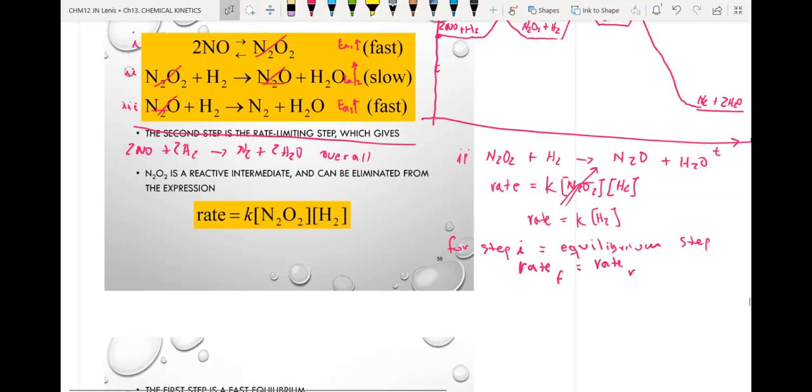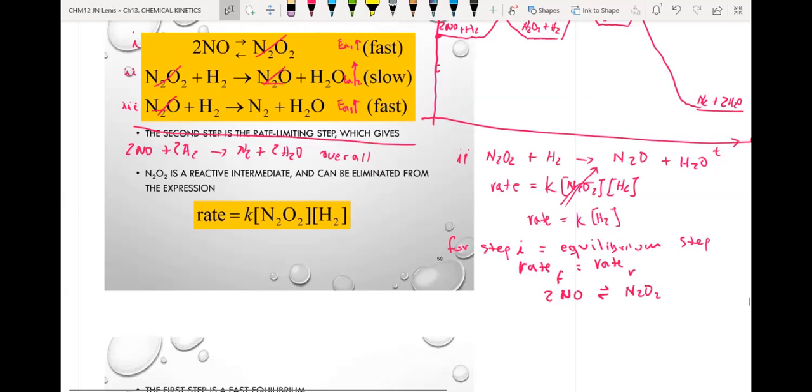So we can write the rate of the forward reaction for the first step. Let me write the first step. The first step says that 2NO is at the equilibrium with N2O2. So let's write the rate of the forward reaction expression.